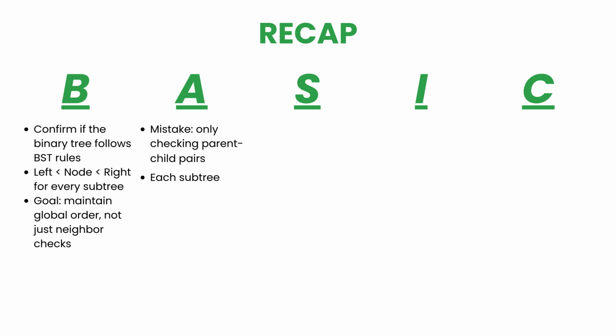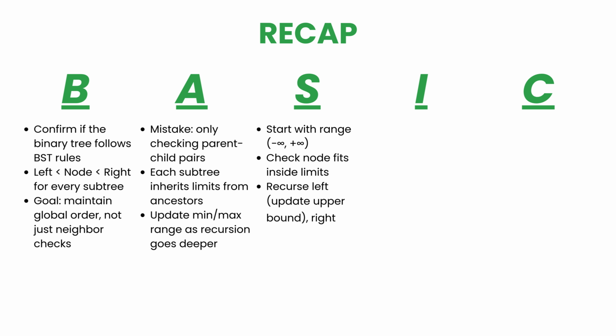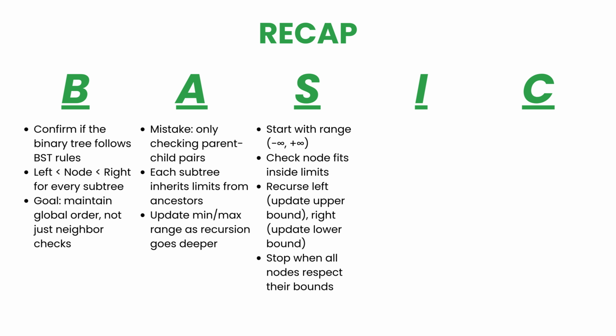We discussed how many people slip by only checking parent-child pairs. The trick is realizing that each subtree inherits boundaries from its ancestors. As we move down, we must update those value limits, shrinking the valid range for each recursive call. Our logic was simple but powerful. Start with a wide range, say from negative to +infinity. For each node, verify it fits within that range. Then, move left with an updated upper bound and move right with an updated lower bound. The recursion ends cleanly when all nodes fit their limits.